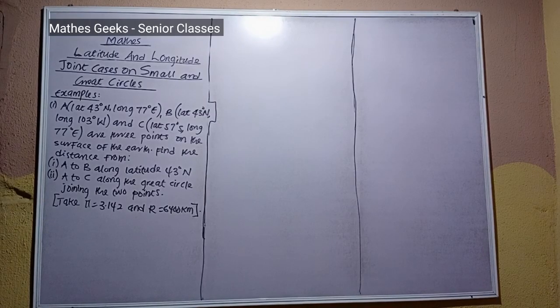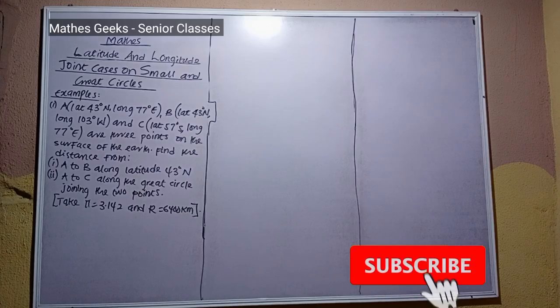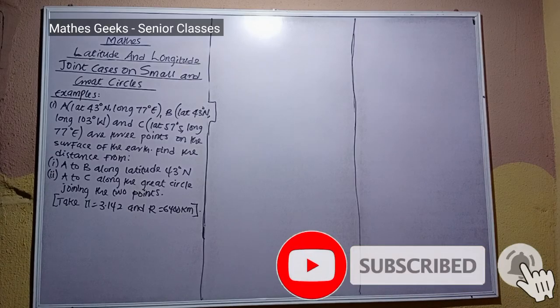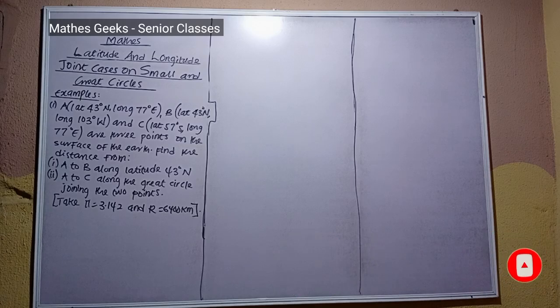In this video, we're going to look at joint cases on small and great circles. Number 1. A: latitude 43 degrees north, longitude 77 degrees east. B: latitude 43 degrees north, longitude 103 degrees west. And C: latitude 57 degrees south, longitude 77 degrees east are 3 points on the surface of the Earth.